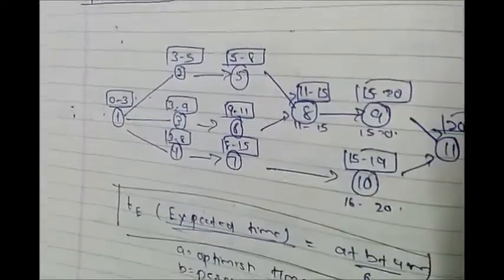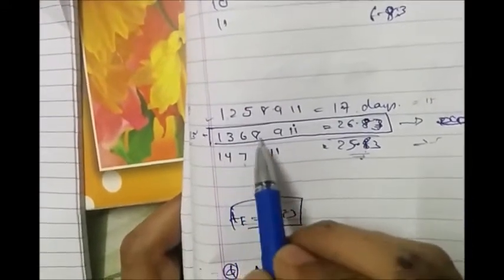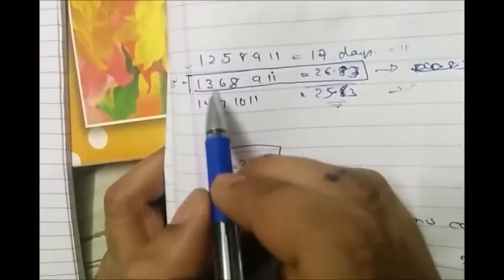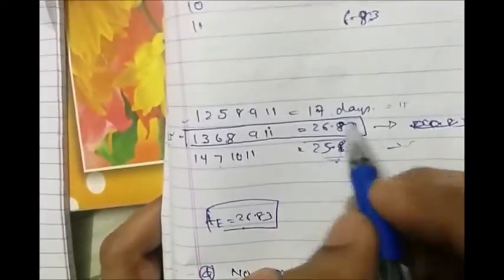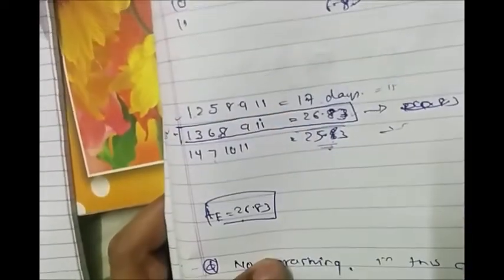List out all the paths here, and then identify the critical path. Here I've listed out 3 paths: 1 2 5 8 9 11, 1 3 6 8 9 11, and 1 4 7 10 11. Here in this case 1 3 6 8 9 11 is the critical path which is taking the highest time, that is 26.83, right?